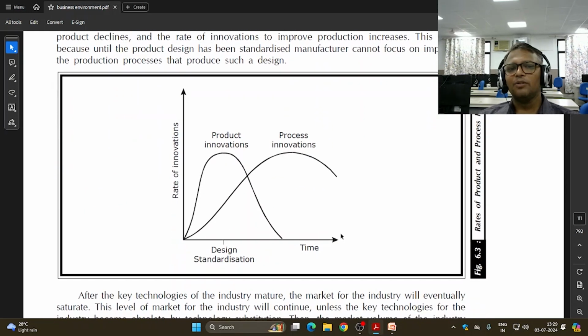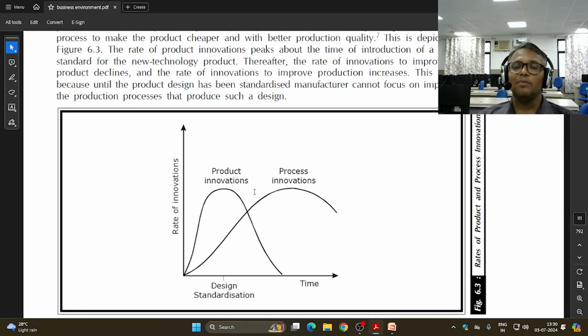In figure 6.3, you can see the rates of the product and the process innovation with respect to time. As the rate of innovation, process innovation takes time, but once it starts, it is on the high. Whereas product innovation comes comparatively earlier compared to the process, because on the product you can work independently, but for the process you have to be aware of things on the better side. It takes time. So product innovation comes a little early as compared to the process innovations.